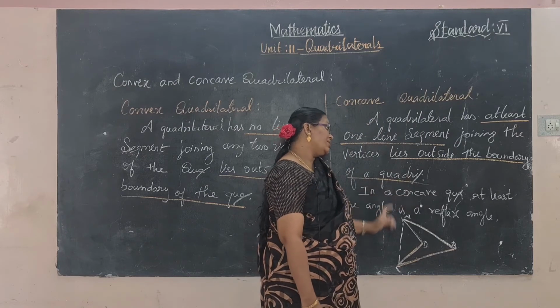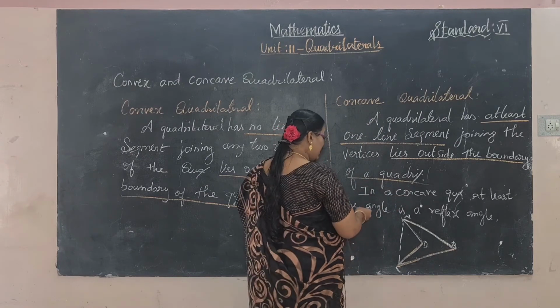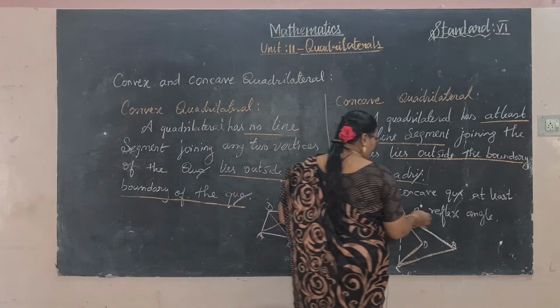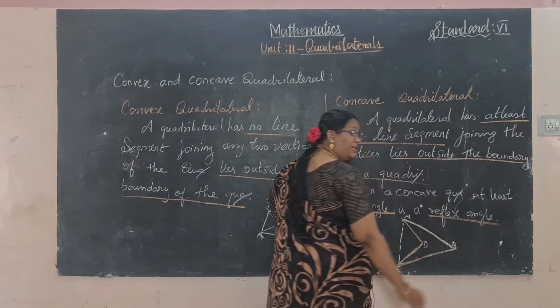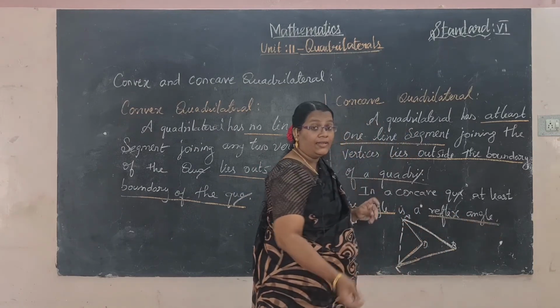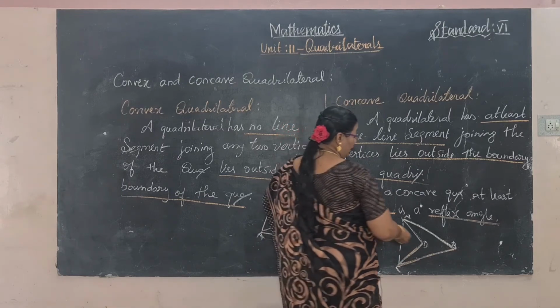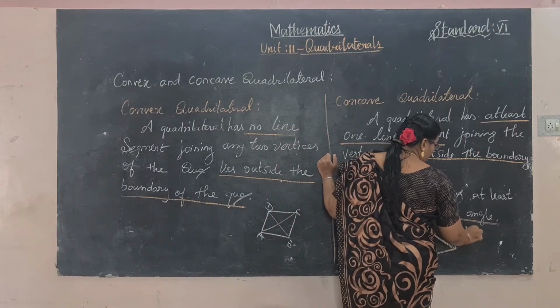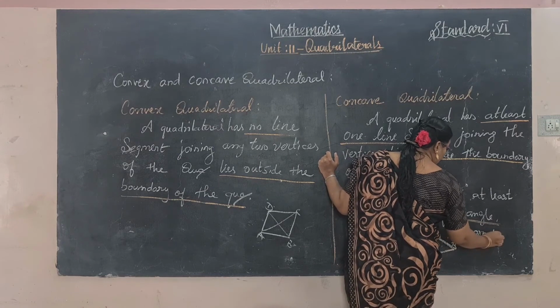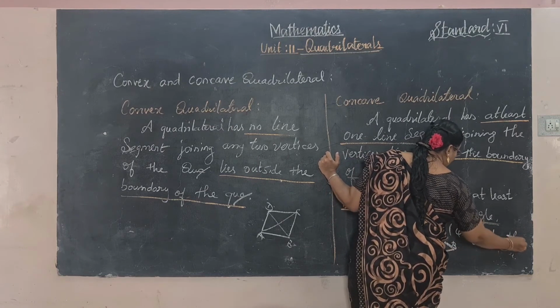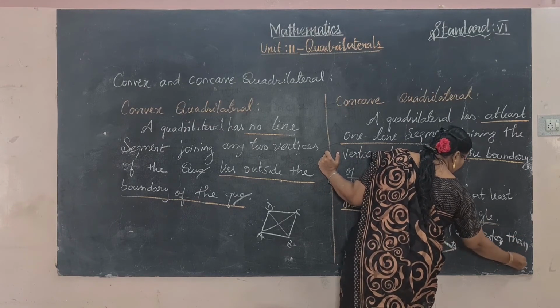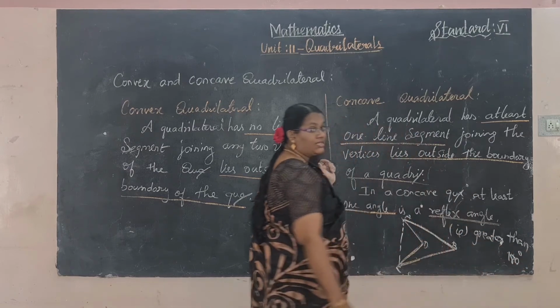In a concave quadrilateral, at least one angle is a reflex angle. Reflex angle means greater than 180 degrees. Greater than 180 degrees, that is called the reflex angle.